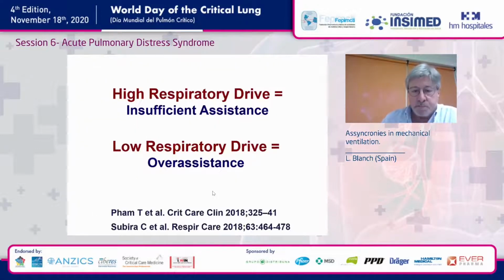When we classify asynchrony, there are many ways, but I like this classification that we use. It's present in a couple of reviews, mostly appearing simultaneously, which is the high drive, when patients have the high drive, when it's insufficient assistance. Maybe this is the case in the COVID patients, and I will speak later. Or maybe when the low respiratory drive, which is, in that case, over assistance. This might be the case of ineffective effort, but I will mostly concentrate on that.